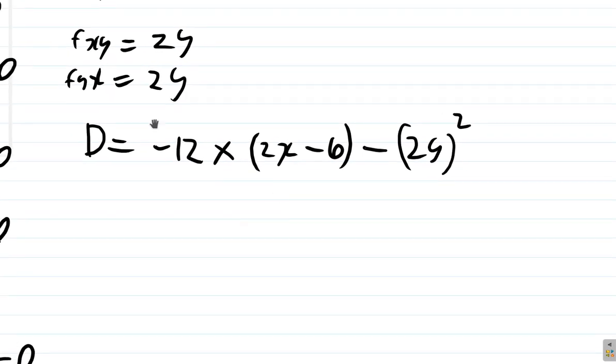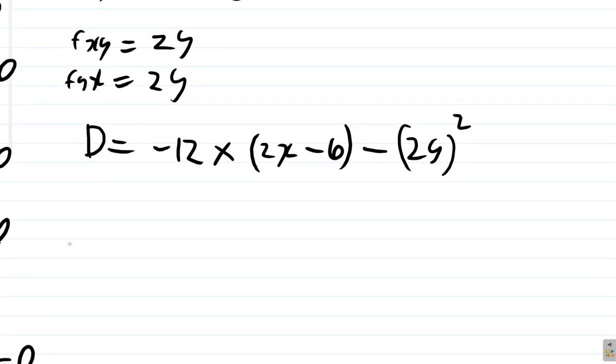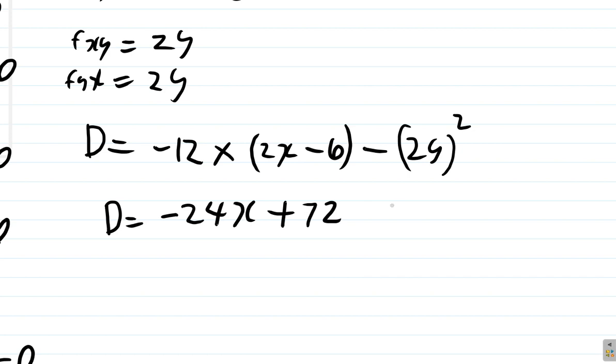Let's simplify this before we substitute. So D equals negative 12 times 2, that's negative 24x. Then we have negative 12 times negative 6, 72. It's going to be a positive 72, right? Minus, then we have 2y squared. 2 squared is 4, y squared is just y squared, all right? So, that's what we have.